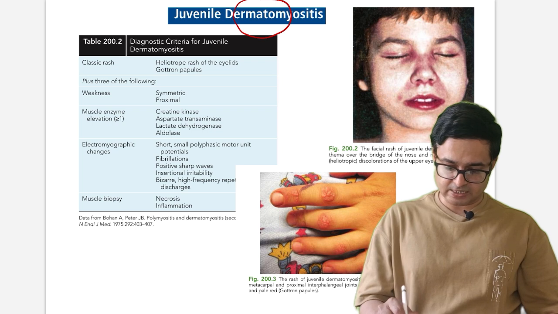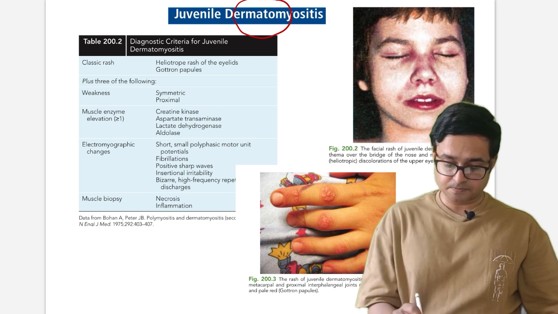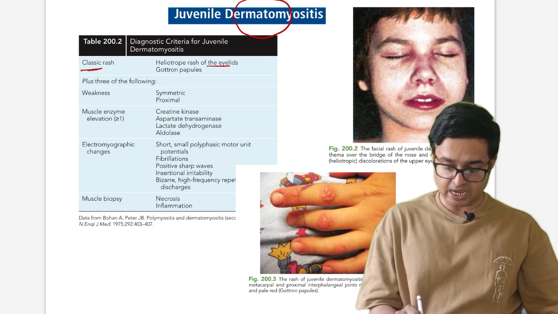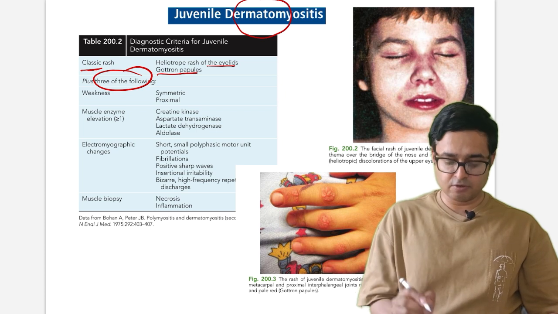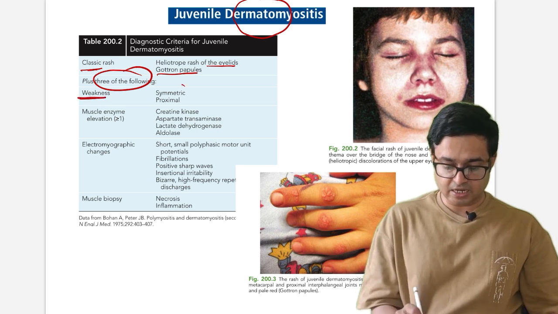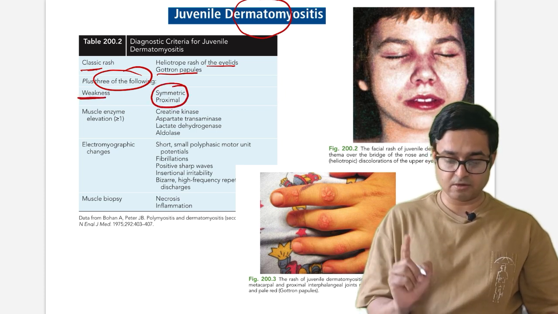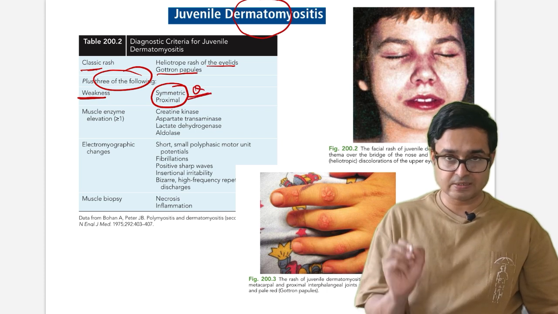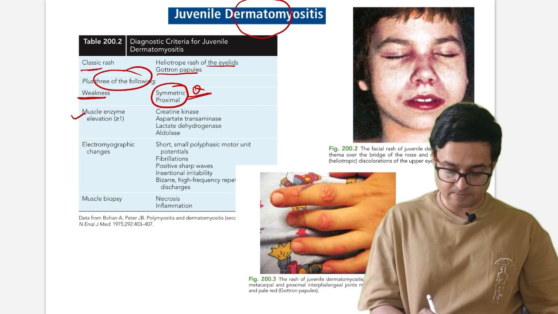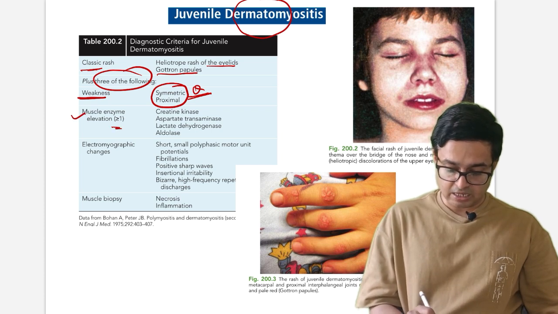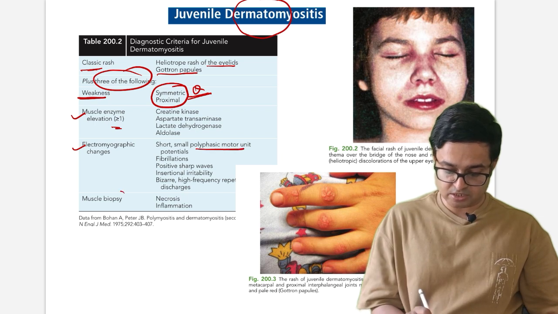Juvenile dermatomyositis. What are the diagnostic criteria? These are the classical rashes, heliotrope rash with eyelid, Gottron papules, plus three of the following, meaning a rash should be there, plus three of the following. What are the three? Weakness. Weakness should be symmetrical and proximal. Very important. Proximal weakness is seen in juvenile dermatomyositis. Muscle enzymes should be increased, more than one. Electromyographic changes like short, small polyphasic motor units, and muscle biopsy should show necrosis and inflammation.